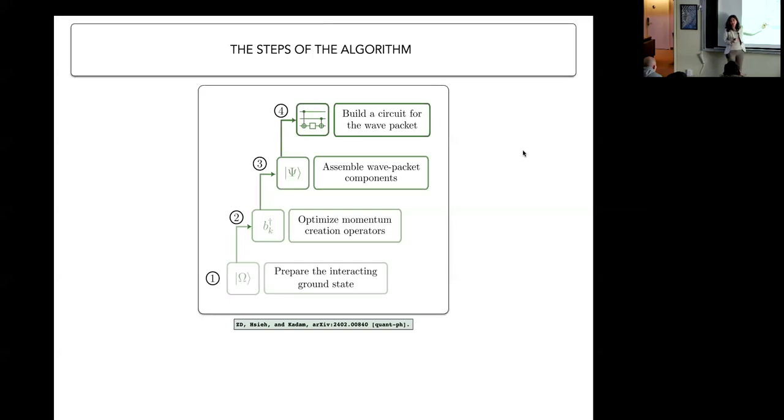So here are the steps of the algorithm. We prepare the interacting ground state. We optimize a momentum creation operator for these excitations. I'll tell you what that operator is. That's really the core of the algorithm. Then we just assemble the wave packet components, and then we build a circuit for it. Okay.